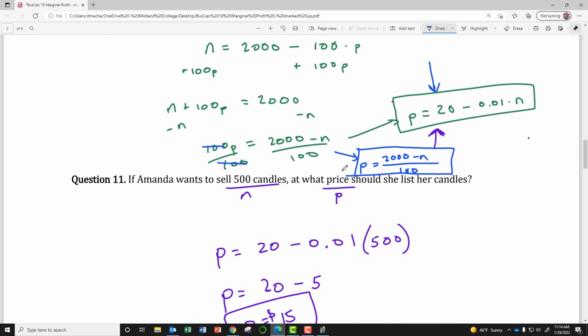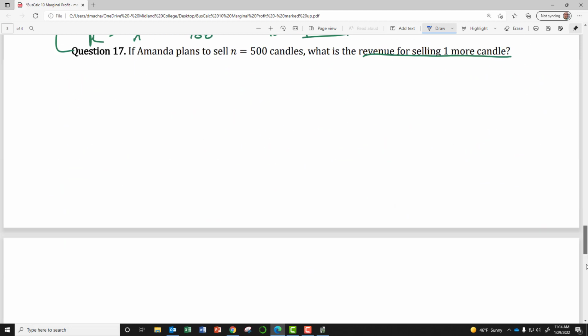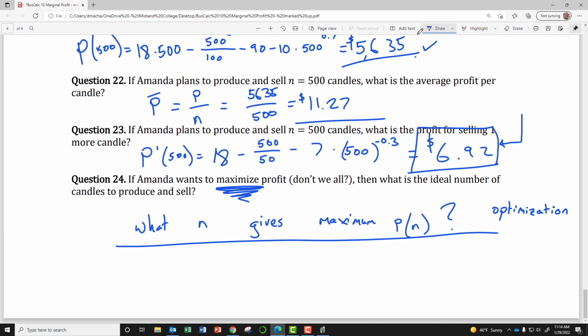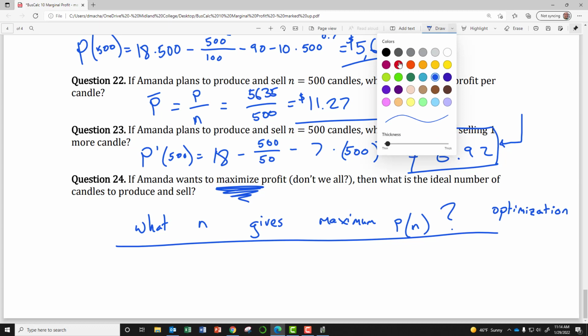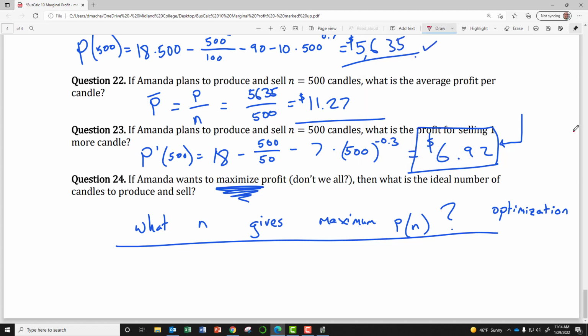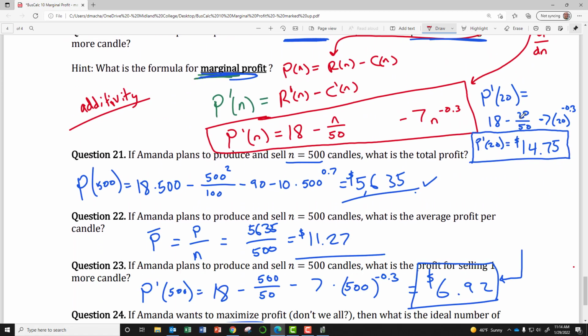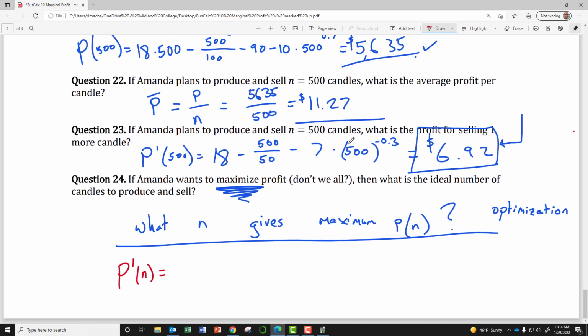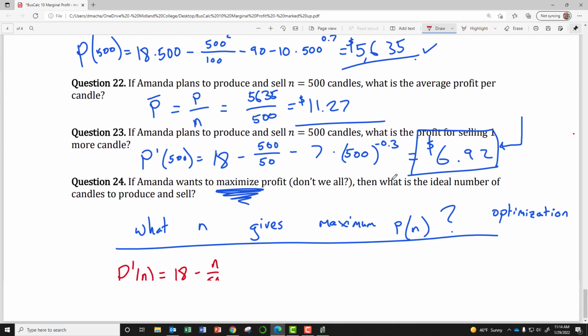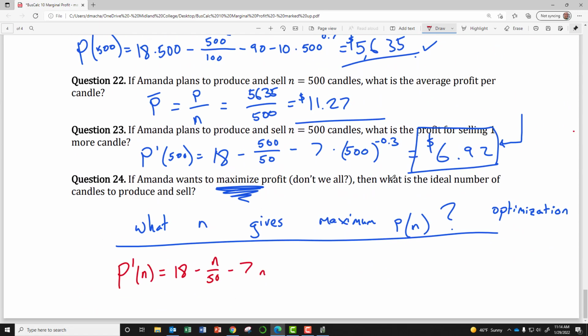Again, if you did not have a graphing tool like Desmos.com available, and you were asked what value of the number of candles sold gives you the maximum profit, what we could do is say, well, let's talk about the derivative of my profit function. And I always forget what it is. 18 minus n over 50 minus 7 times n to the negative 0.3 power.